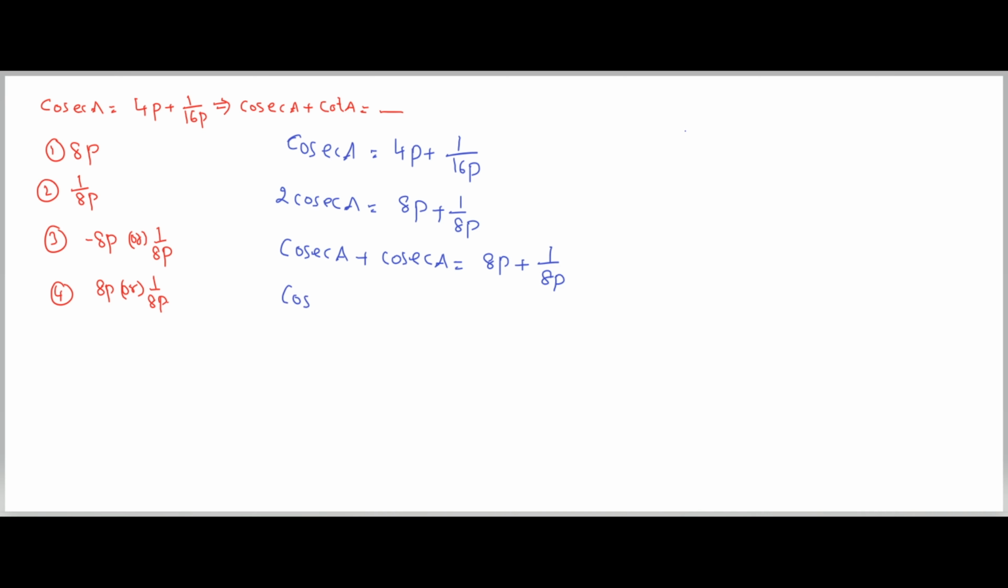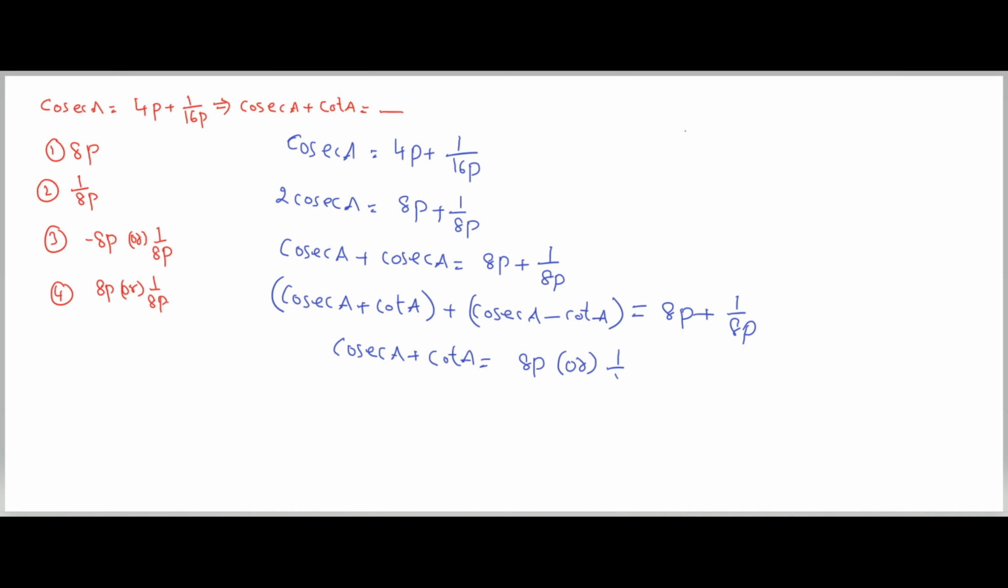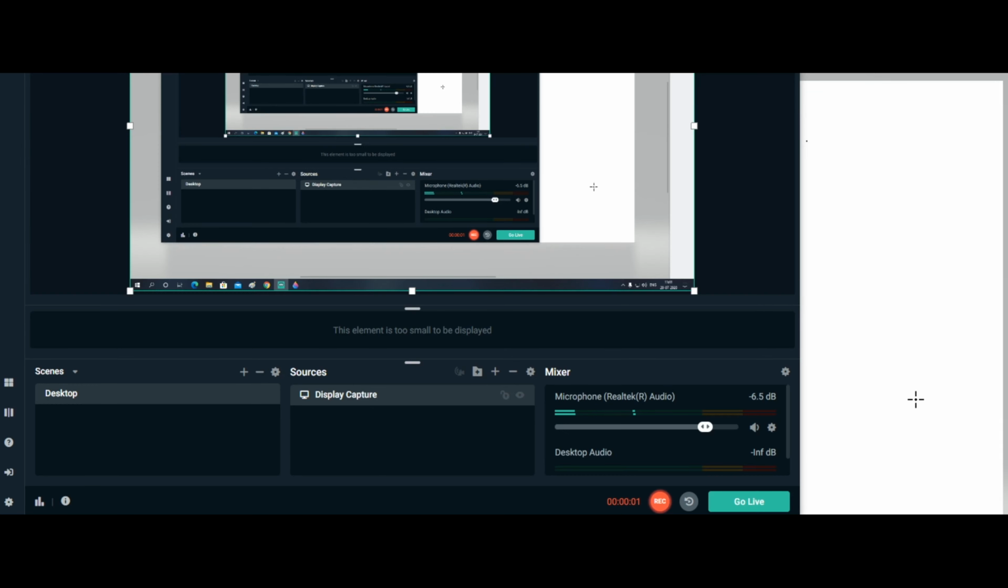This is written as (cosec a + cot a) + (cosec a − cot a), adding and subtracting cot a, which is equal to 8p + 1 by 8p. So the value of cosec a + cot a is equal to 8p or 1 by 8p, that is the fourth option is the correct answer.